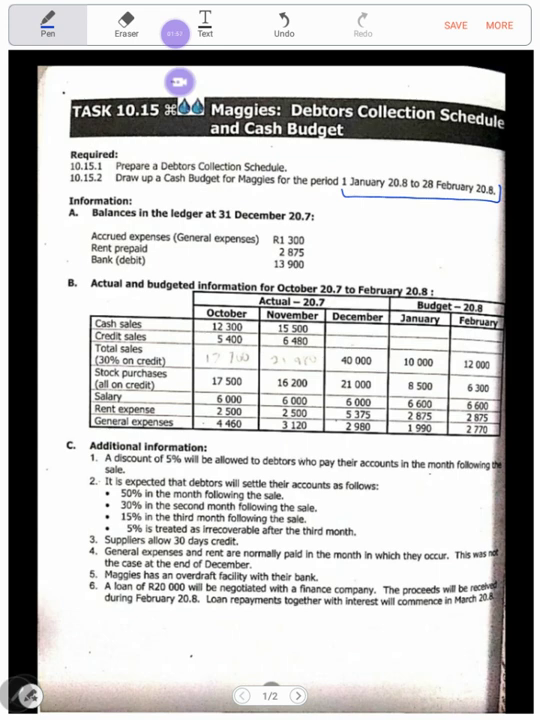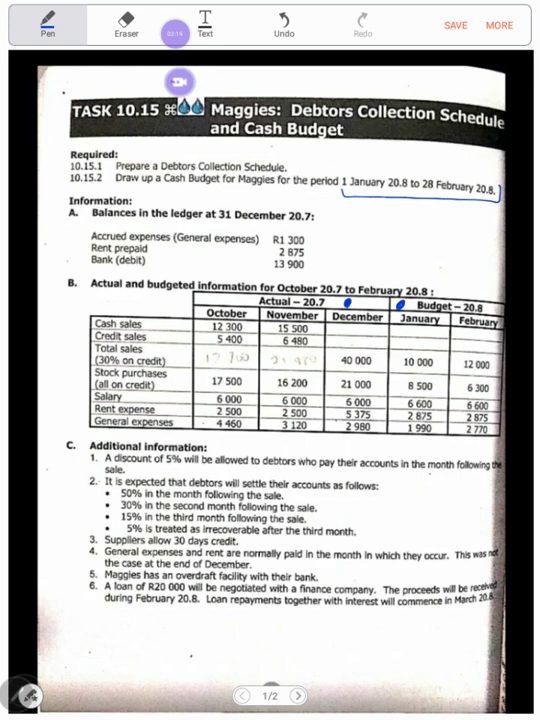Moving along to the actual and budgeted information, they gave us October all the way to February. Actual means what actually took place. It has happened. The budgeted is what they expect will happen. All right. Moving along, there is information that you will, however, have to fill in.